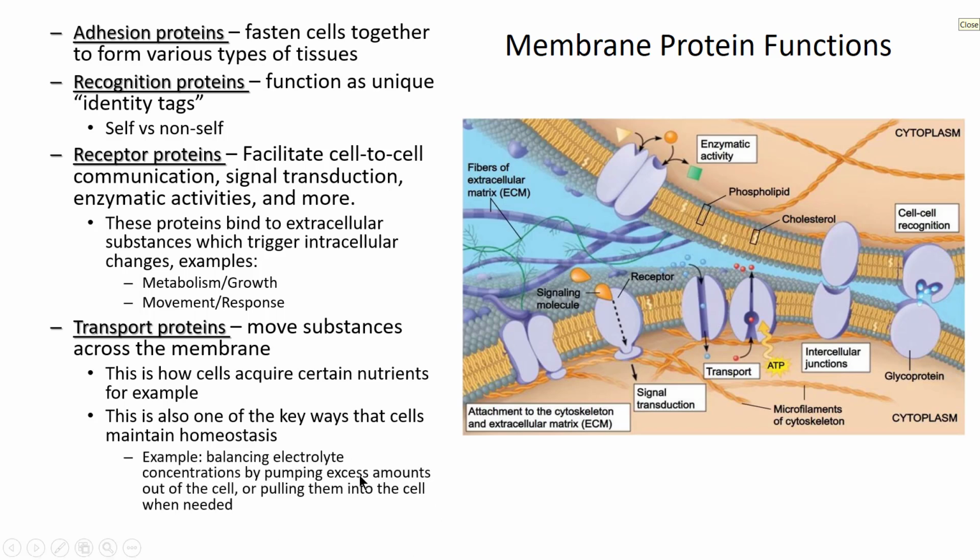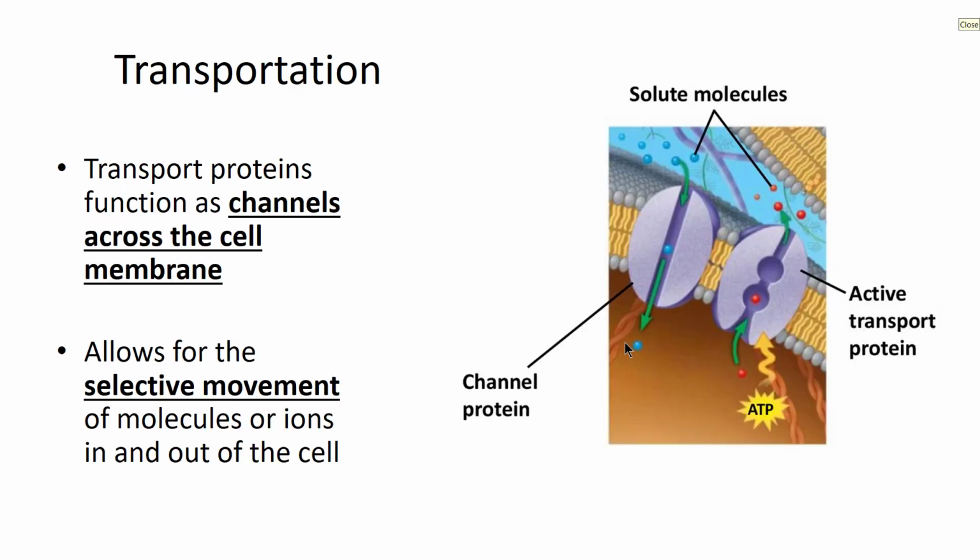So electrolyte concentrations, pumping in ions, electrolytes, sodium, potassium, those types of things are done through specific transport proteins. And you probably, if you've taken anatomy and physiology, can think back to some examples like sodium-potassium pumps and things like that. So those are more specific examples of transport proteins.